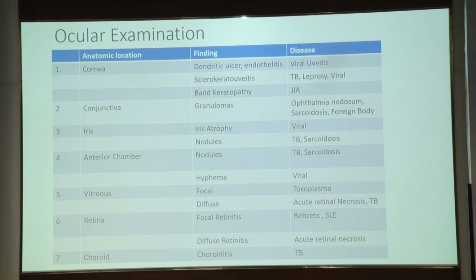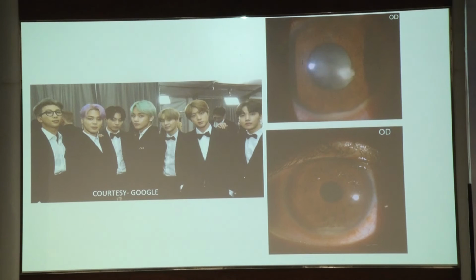Similarly, regarding retinal involvement, whether it is focal, which is seen in SLE or Behçet's, or whether the retinitis is diffuse, which is seen in acute retinal necrosis. So essentially, we are dealing with something like this BTS group. They all look similar, so we have to come to a specific diagnosis, just like sir had shown a few cases of hypopyon uveitis. So I'll be showing these two cases.